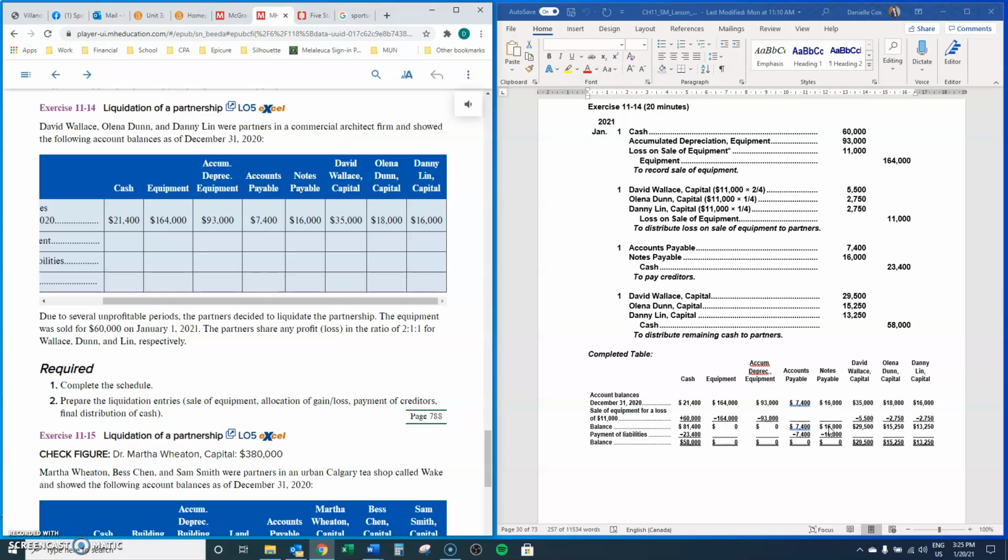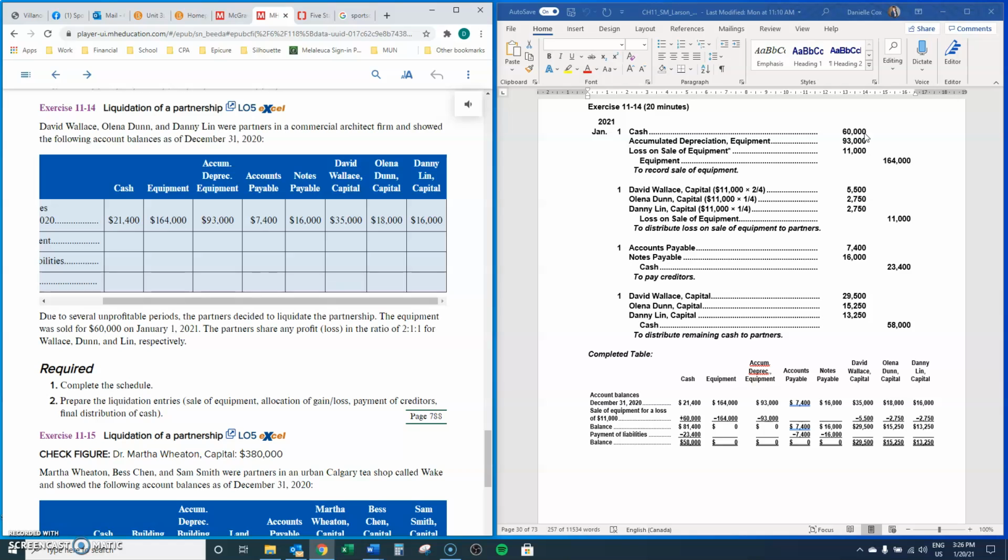The next step is to pay the liabilities, and the liabilities that they have are accounts payable and notes payable, so they get reduced down to 0. They get paid, which reduces our cash. So our balance now in cash is $58,000, and the balance in each of the partners' equity accounts is listed here. Then we do our entries.